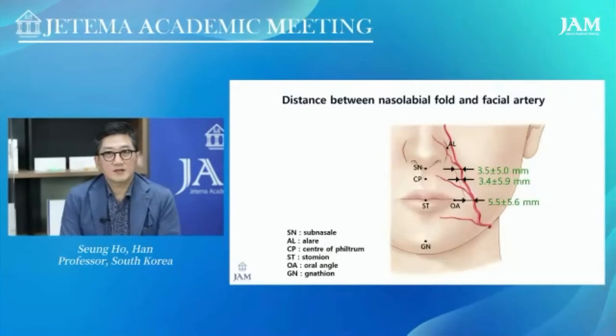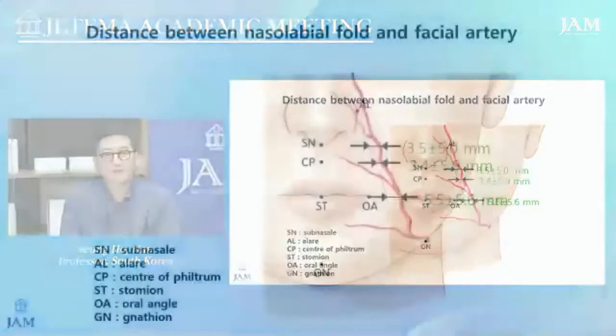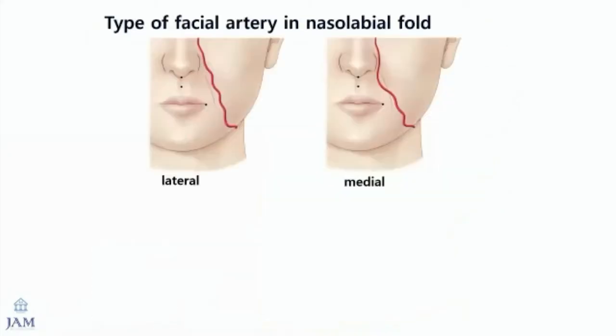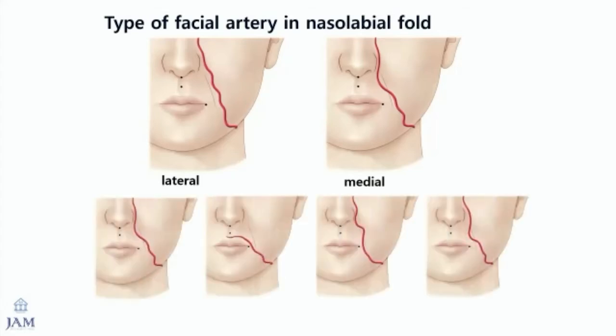This slide shows the distance between the nasolabial fold and the facial artery. The average distance is about 3.5 millimeters, but the standard deviation is about 5.5 millimeters. What does this mean? So these are the types and then percentages. The course of the facial artery may overlap with the nasolabial fold about 40%.